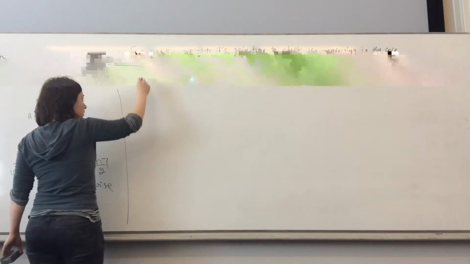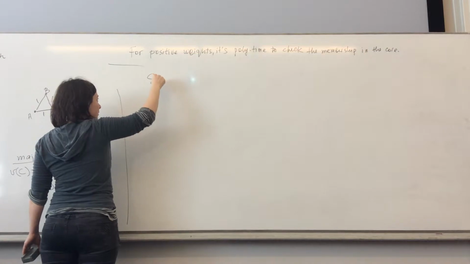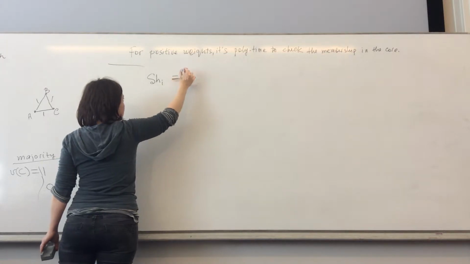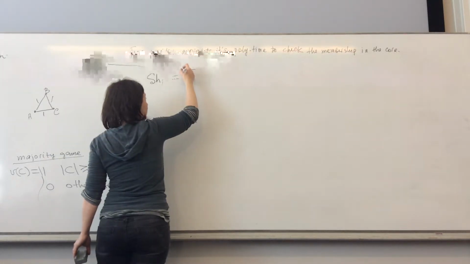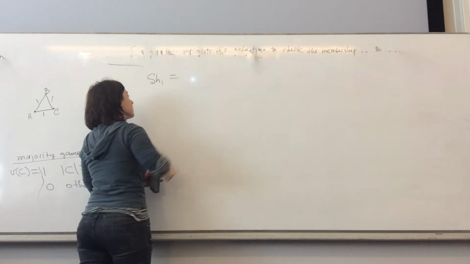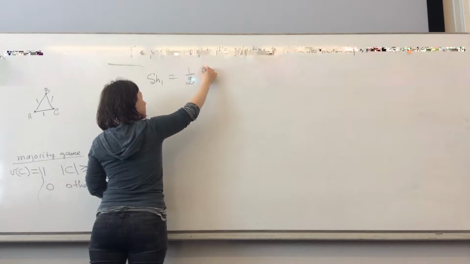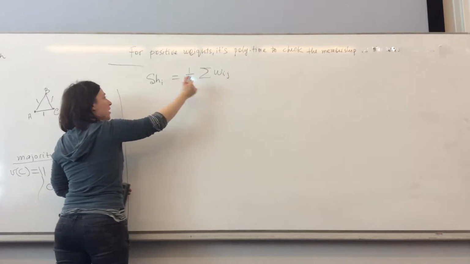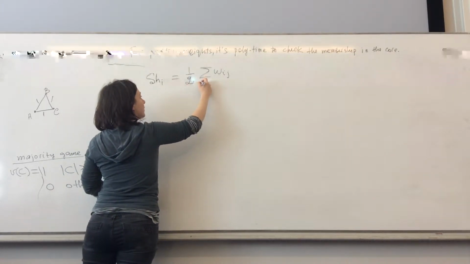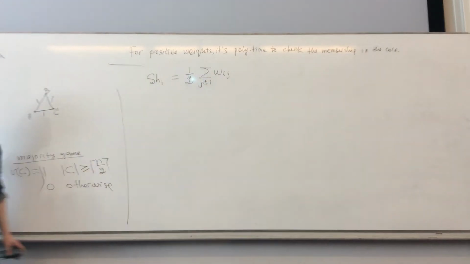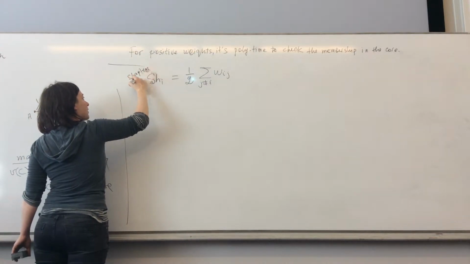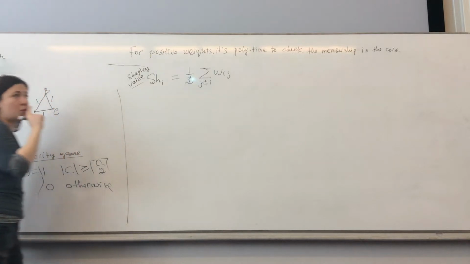Also, the Shapley value of each agent I would be given by half of the sum of weights on all the edges where our agent is present. It's actually very easy to see why that's true.